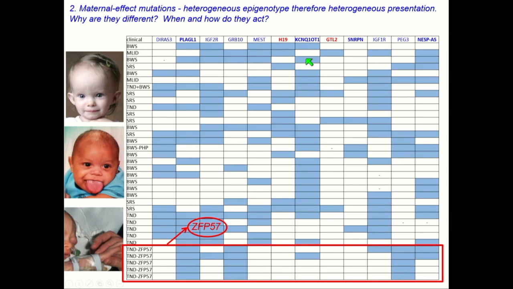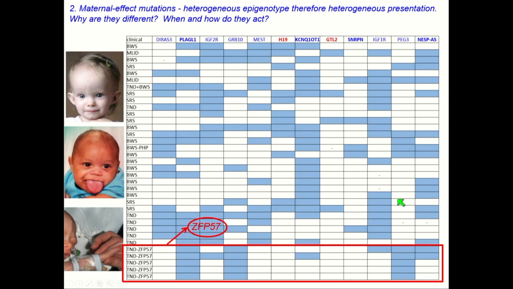ZFP57 children, I think you can see this, I'll try not to trigger this. There we go. These children have very specific patterns of epigenetic change affecting three loci that aren't very highly affected in other disorders. If you see that pattern, you're likely to see such and such a phenotype, which is neonatal diabetes. That's what that is.